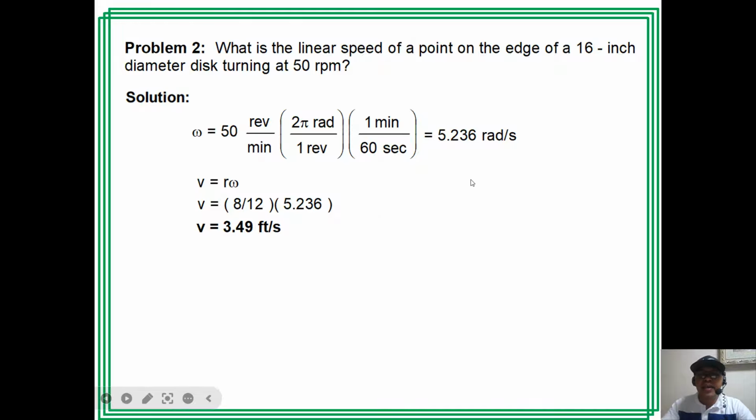By the way, the unit radians per second, the unit radian is an amount of rotation. So meaning, as if there is no unit there. So 5.236 per second. That is why when you multiply it by 8 over 12 feet, the resulting unit is feet per second.